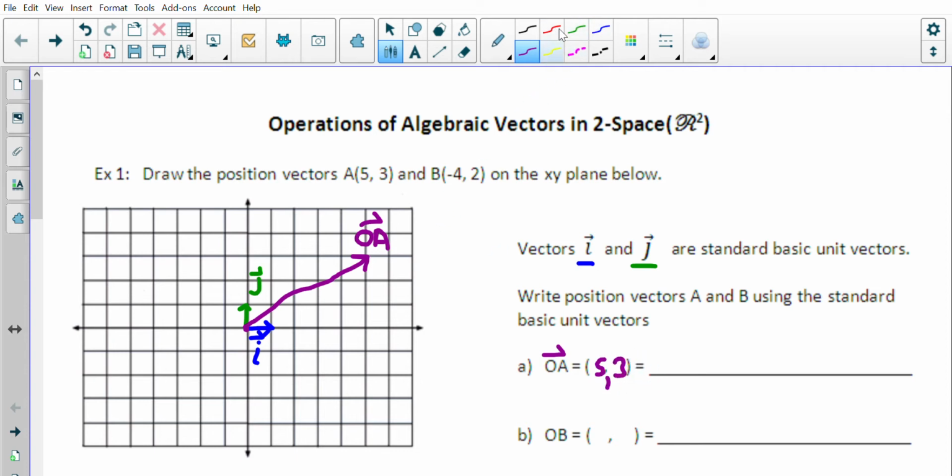And then we also had vector B, which is (-4, 2). So again, starting at the origin, left 4, up 2. So we can draw a nice straight line. There we go. All right, so that would again be vector OB.